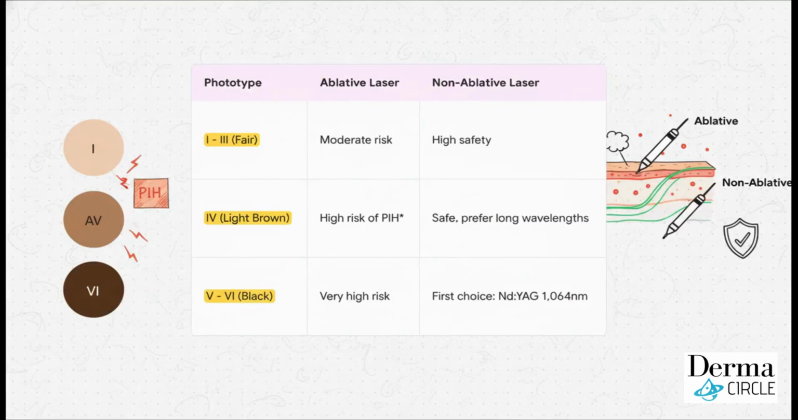Okay, and this is maybe the most critical safety point. Patient selection based on skin type is absolutely non-negotiable. With ablative lasers, the risk of post-inflammatory hyperpigmentation, or PIH, just skyrockets in higher phototypes. For our patients with Fitzpatrick skin types 4 through 6, non-ablative lasers are, without a doubt, the safer way to go. And specifically, longer wavelength lasers like the Nd:YAG at 1064 nanometers are the gold standard. They go deeper and are less absorbed by melanin in the epidermis, which dramatically cuts down the risk of pigment problems.